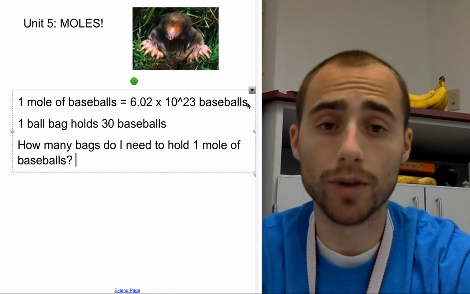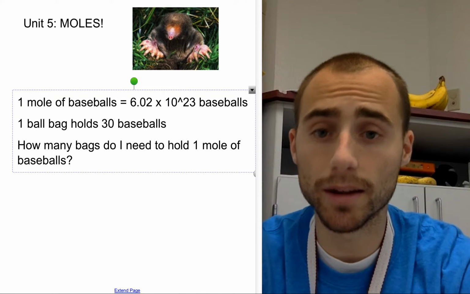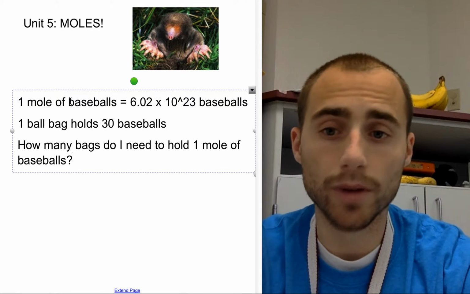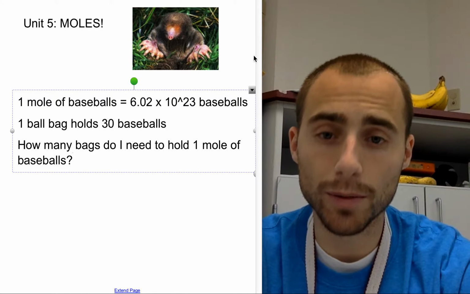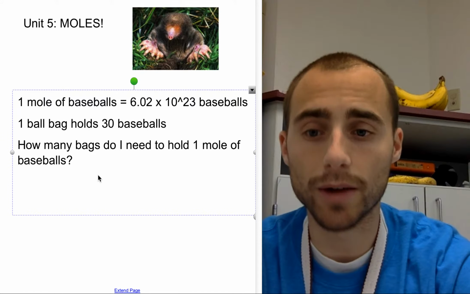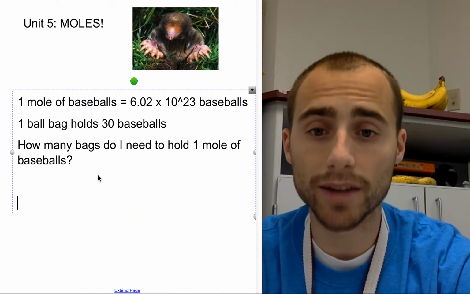That's an excellent question, right? Because we got to know how many ball bags we need to hold the number of baseballs that we have. That way we can transport them around. So I have 1 mole of baseballs, which is 6.02 times 10 to the 23rd baseballs. 1 ball bag holds 30 baseballs. How do I figure out how many bags I need?